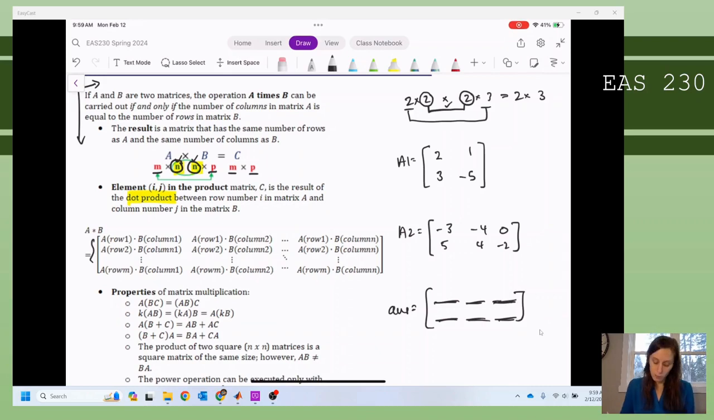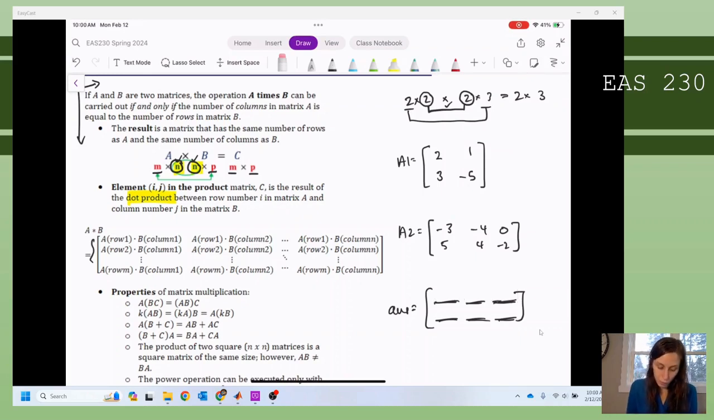So if I want to find row 1, column 1 in my answer, I'm going to grab row 1 in A, column 1 in B, and perform the dot product between them. If I want to find row 1, column 2 in my answer matrix, I grab row 1 in A, column 2 in B, do the dot product between them, and continue. If I want to find row 1, column 3, I would grab row 1 from A and column 3 from B, etc.